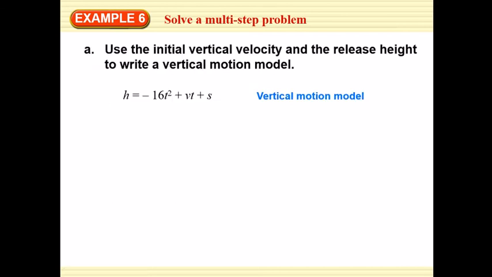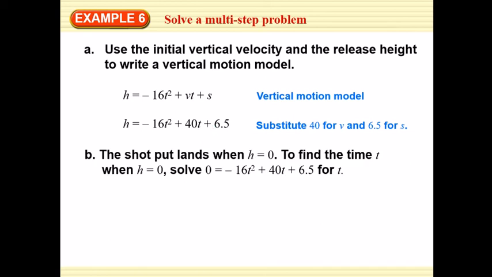Alright, so here is the initial vertical velocity using the vertical motion model. This equation we've used over the past chapter. It hasn't gone away. And we substitute in the values. So 6.5 is our starting height, and 40 is the starting velocity, the initial velocity. And so that gives us our lovely equation.